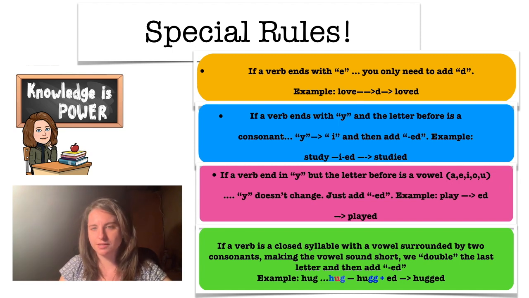If a verb is a closed syllable, a закрытый слог, okay, with a vowel surrounded by two different consonants. So look down below on your slide. We have the verb hug, обниматься. Okay? Hug, H and G here. They're consonants, они согласные. And in the middle we have U, which is a гласный. The sound is short, короткий звук. So what we need to do in this case is, we can't add ed, because then the U becomes strong. We need to keep it short. So, мы удваиваем, we double the last consonant, then we add ed. So hug becomes hugged, but with two G's.